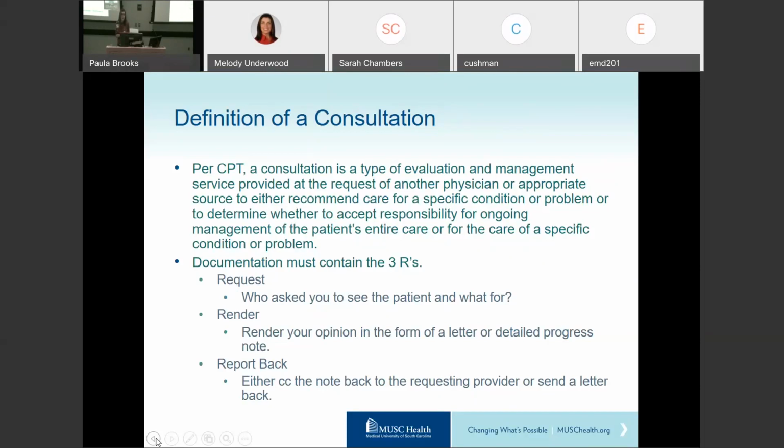Now, I will say that with inpatient, it's not as difficult as it is with outpatient, because with the inpatient, we're sharing the same medical record, and we're sharing the same chart. So usually you have that request on that chart. You are rendering your opinion right then, and then your reply back is already right there in that inpatient chart.